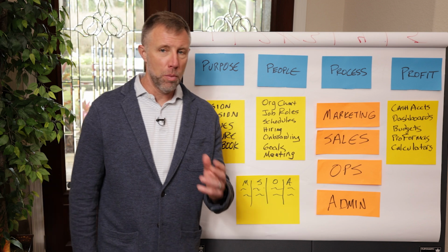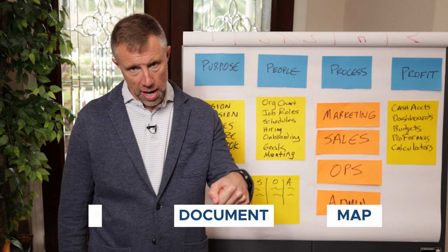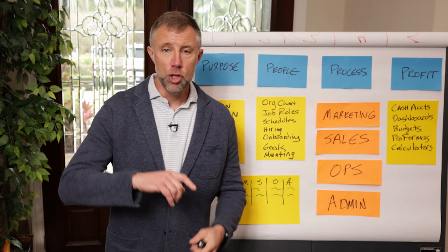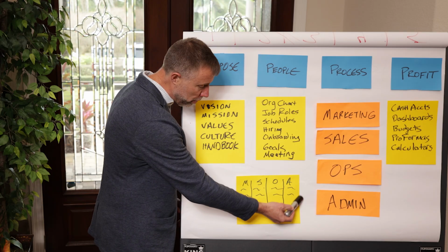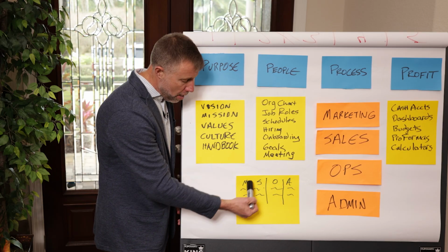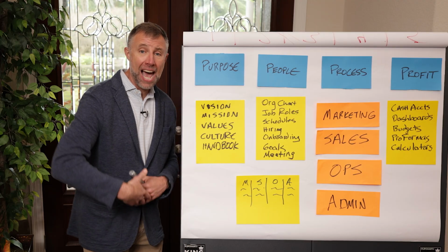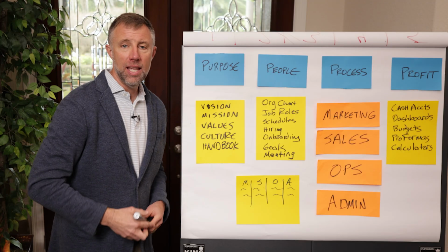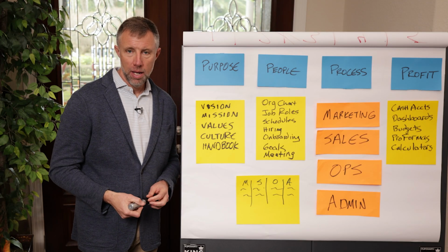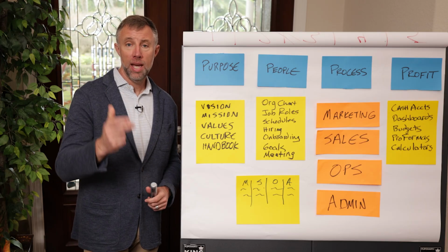So we've got this thing that we call the MDT on the RPM, right? Map, document, train. Map, document, train, and then do it with repetition, predictability, and meaning. So when we come down here, we're going to map it out. Marketing, Sales, Ops, and Admin, put all the processes down here. Then we're going to document each of those processes as we do them, not a separate off-site meeting, as we do them. And then every week, we're going to train MDT with what? The RPM, with repetition, predictability, and meaning.